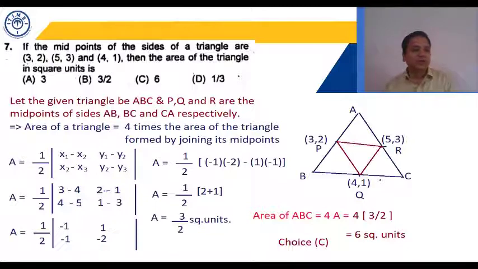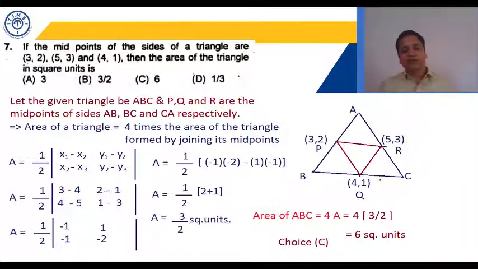Please keep in mind, whenever you join the midpoints of all three sides of a triangle and obtain a new triangle, its area is 1/4 of the bigger triangle. In this case, if we had gone by the first approach, that is, we calculate the coordinates of A, B and C and then find the area, you can cross check it yourself. It comes out to be the same. So it saves some of our time. I hope this is clear.